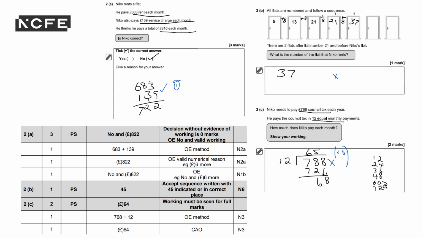For 2B, this one's quite straightforward. The answer is 45, and that is what will be accepted. But no, we can see 37 there.